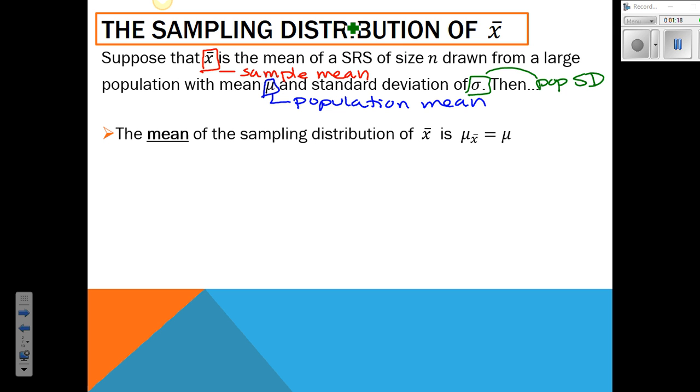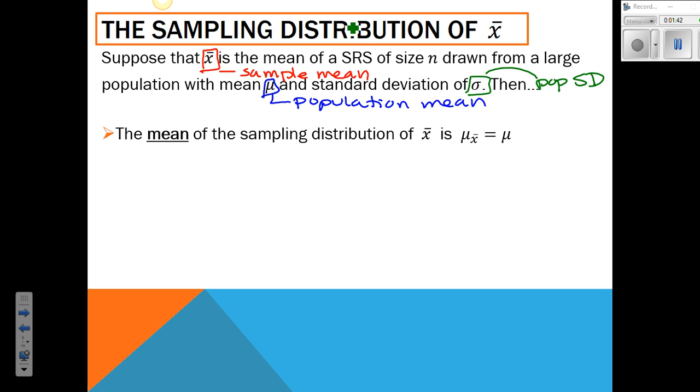All right, let's continue. So if this is true, then the mean of the sampling distribution of X bar is going to be mu sub X bar equaling mu. All right, so that means that the mean of the sampling distribution of X bar is mu sub X bar, which is equal to mu. So notice here that the mean of all the sample means is equal to the true mean.